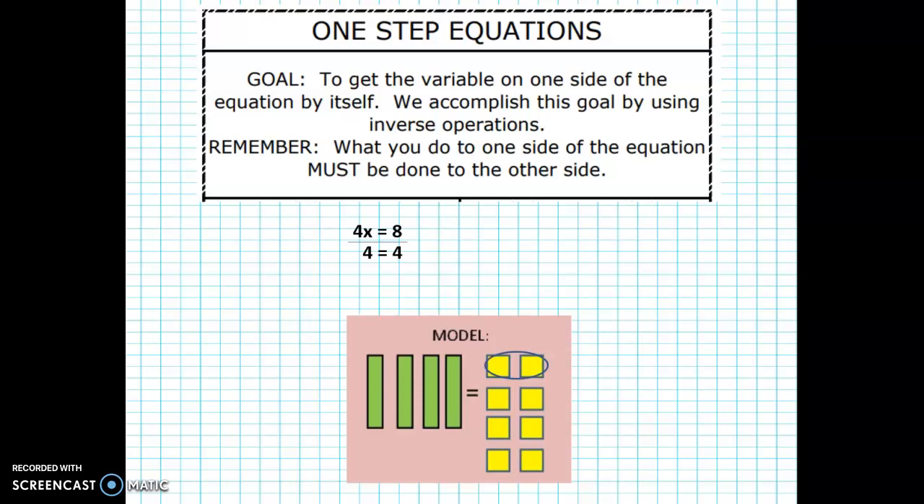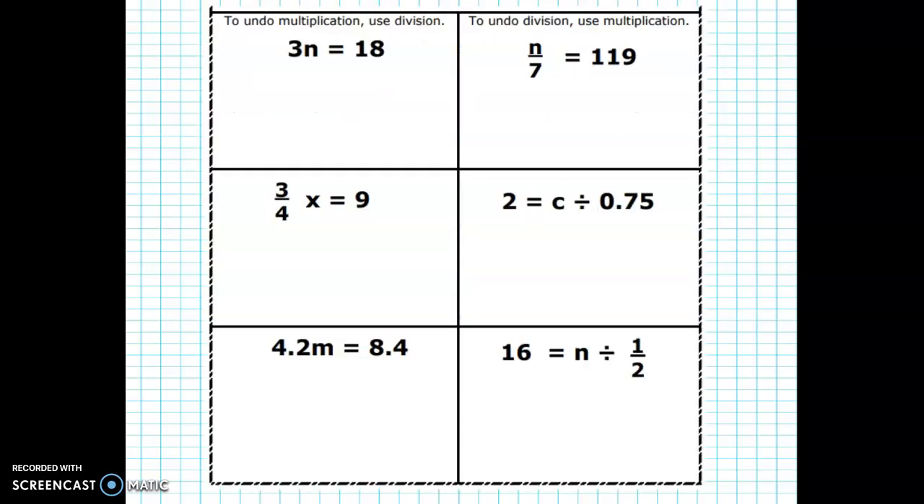We can split then the 8 individuals into 4 groups. This means that 1x equals 2. Let's look at these other examples. To undo multiplication, use division.